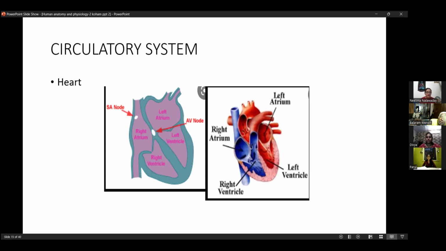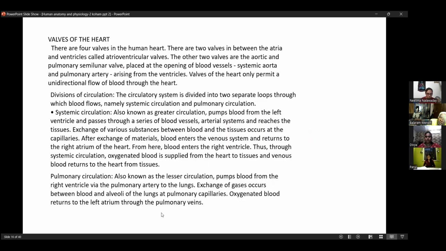Because I think that part is clear to both of them. Students are under the impression that veins carry impure blood and arteries carry pure blood, but it is not so in this case. It's a contradiction. Yeah, carry on, madam. Okay.